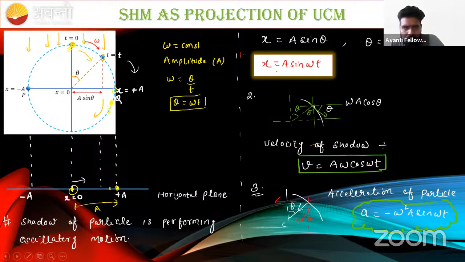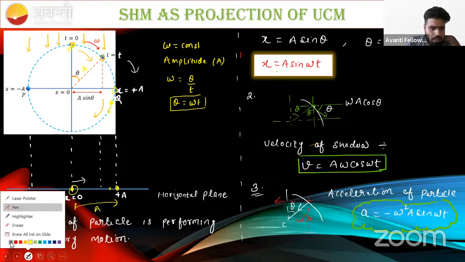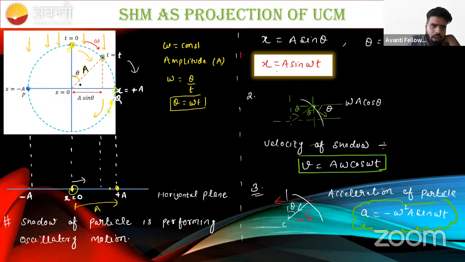Okay, sir. If theta equal to omega t, what can we say here? This value is the amplitude A. And if this angle is theta, then this angle by alternate angle is also theta. What is the component of this amplitude in the horizontal direction? This value is nothing but A sine theta. This is the position of the particle, the displacement of the particle at time t.